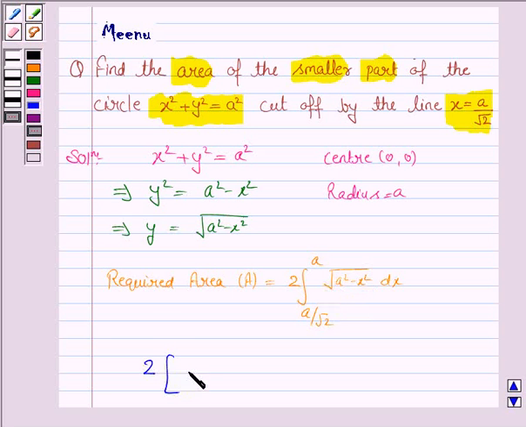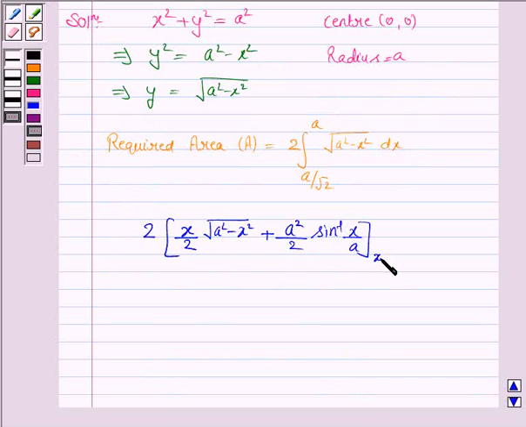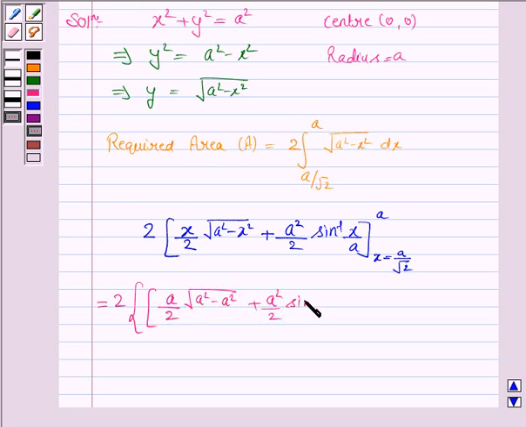So this is 2 into, and the formula is (x/2)√(a² − x²) + (a²/2) sin⁻¹(x/a), and here the lower limit of x is a/√2 and the upper limit is a. Now we'll apply the second fundamental theorem. So we'll put x = a first. So it becomes (a/2)√(a² − a²) + (a²/2) sin⁻¹(a/a) minus.